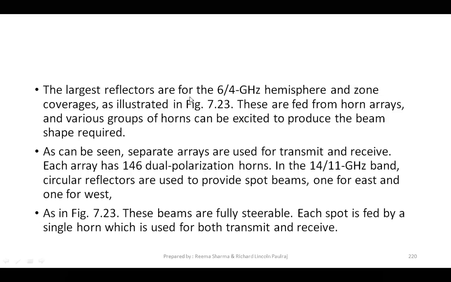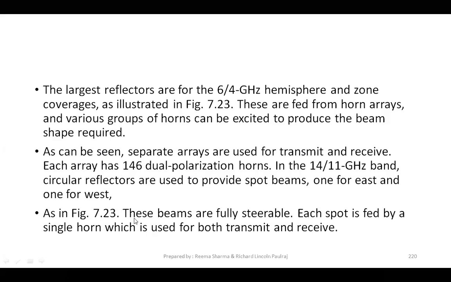The largest reflectors are for 6.4 gigahertz, because the frequency is a little lower, so the reflectors are to be larger. If the frequency is too high, then as we saw previously, your diameter will get reduced. These are fed from horn arrays, and various groups of horns can be excited to produce the beam shape required. So we can move around and make sure that we get proper signals. As can be seen, separate arrays are used for transmit and receive. Each array has 146 dual polarization horns, and in the 14/11 gigahertz band, circular reflectors are used to provide spot beams. Spot beams, just like a laser spot, one for east and one for west.